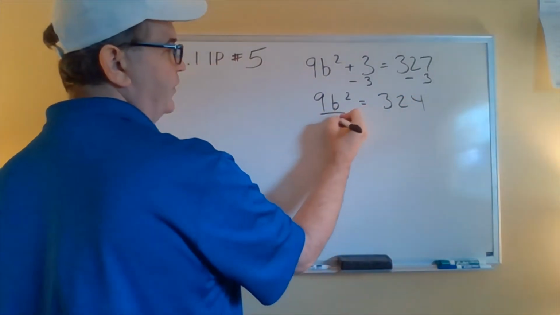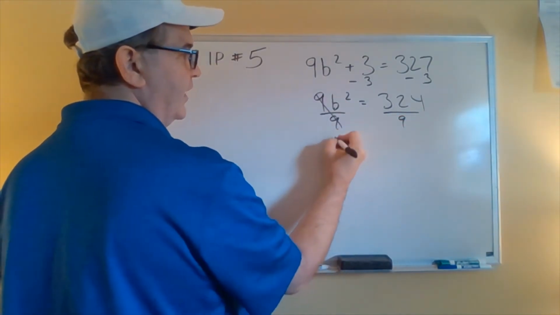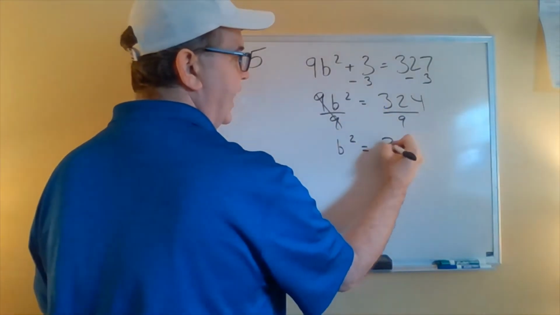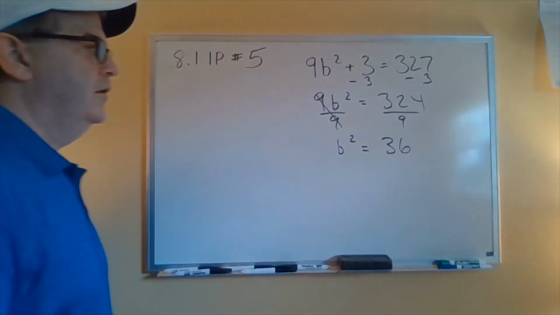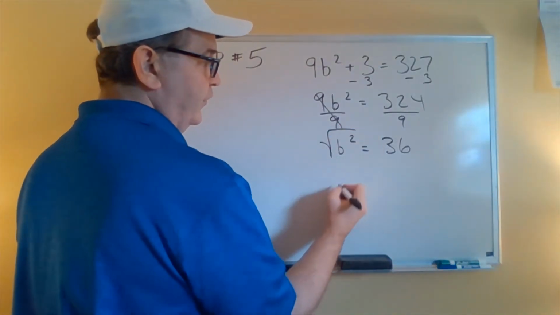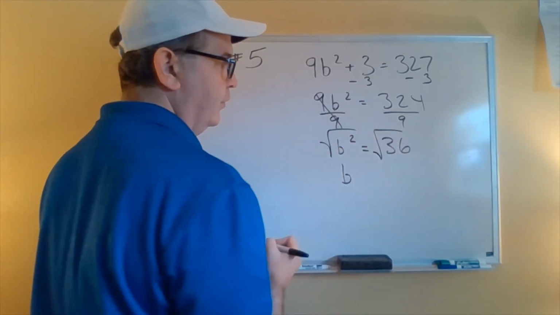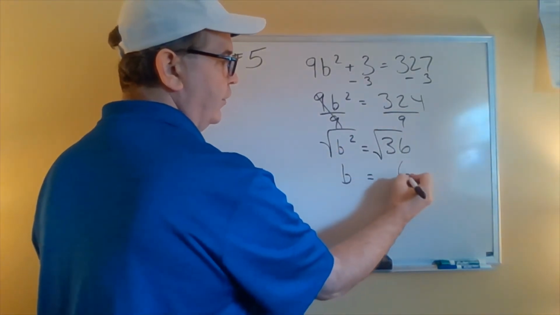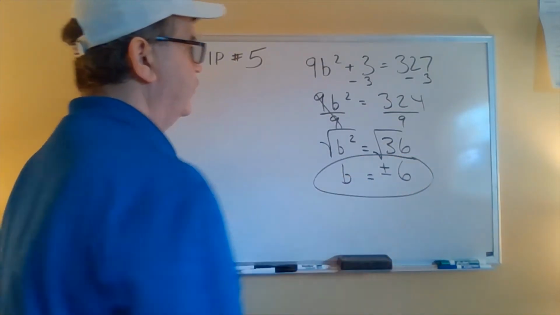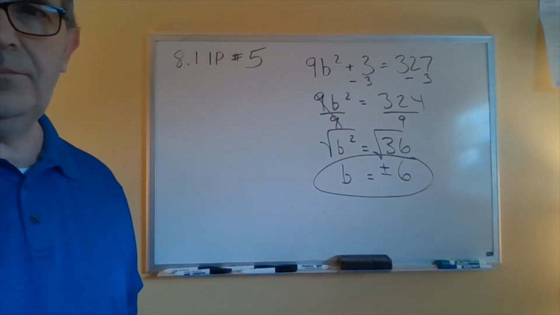I divide each side by 9 so I can get that b squared alone on the left side. The 9's cancel out. I get b squared equals 324 divided by 9 is 36. Remember, I'm solving for the variable, so I'm solving for b. Square root of b squared is going to be b. If I take the square root of the left side, I take the square root of the right side. Square root of 36 is 6, but remember it's plus or minus. So our answer to number 5 is b equals plus or minus 6.